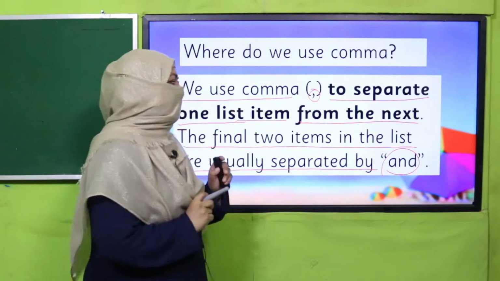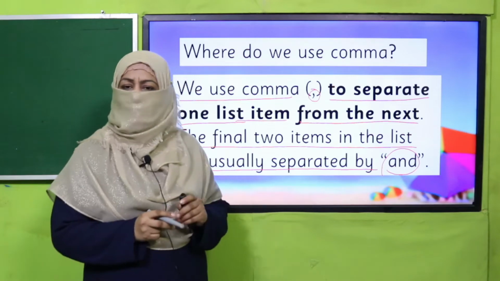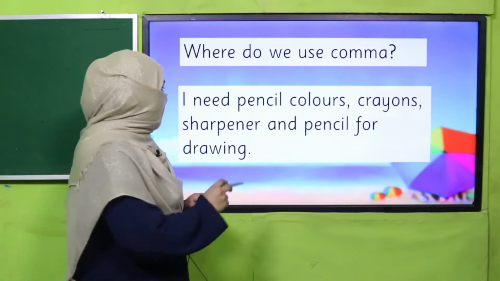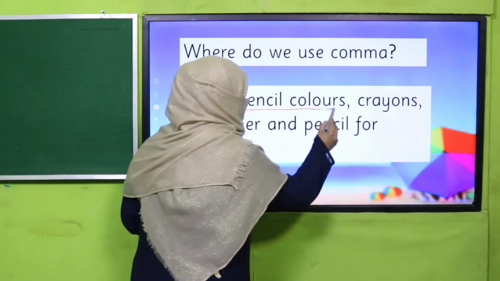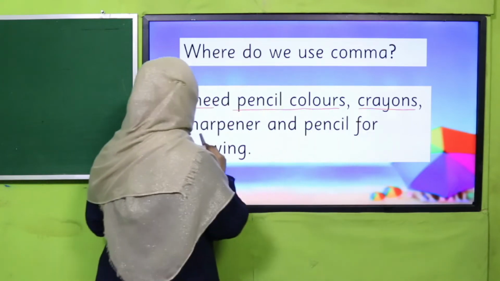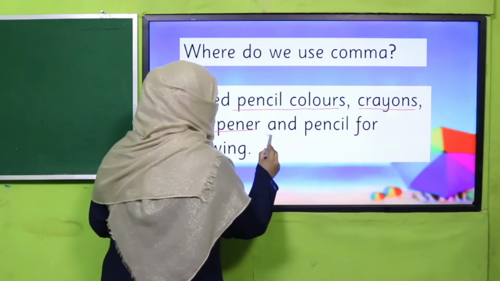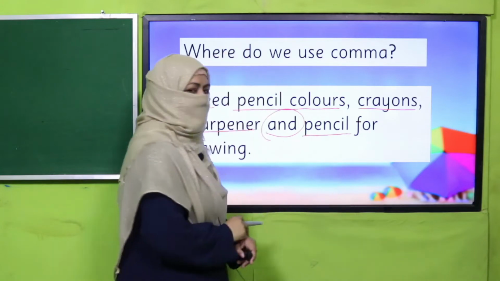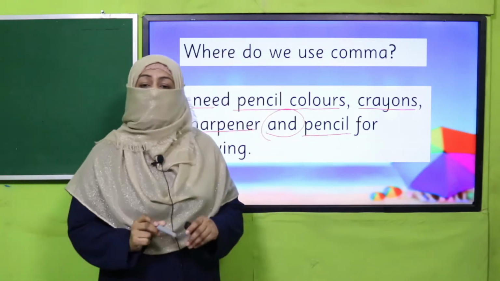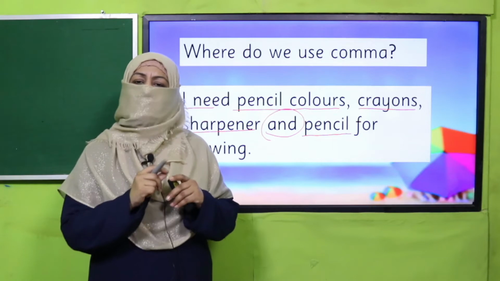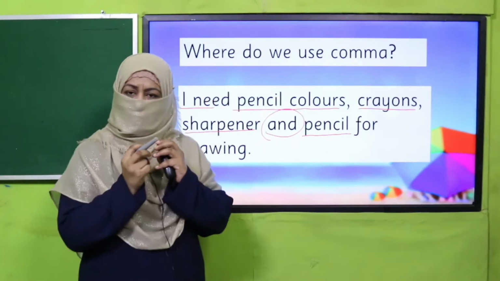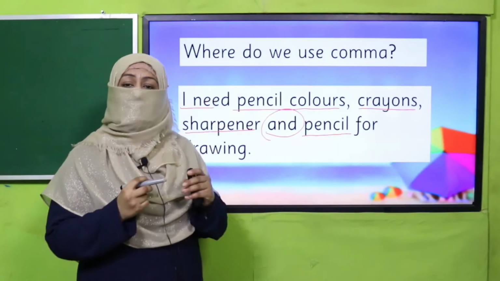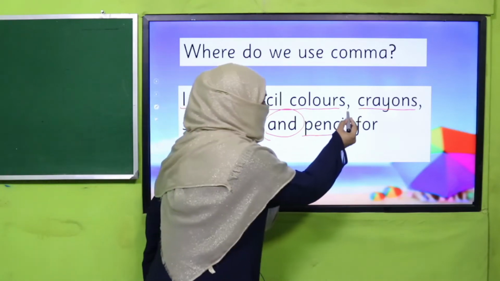For example, you want to mention what you need for drawing. You will say, I need pencil colors, crayons, sharpener, and pencil for drawing. The way we say, I need pencil colors, then we take a short pause. In writing, that short pause is a comma.